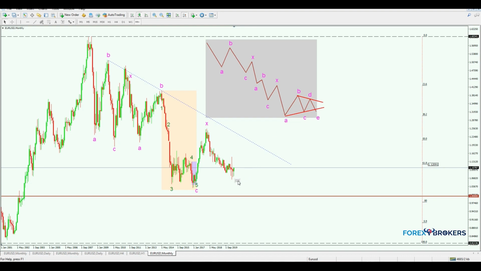Now the question here is, is this wave A over or not? That's a different question. What we do know at this point in time is that the market might form a triple combination, and any triple combination ends with a triangle. Hence, there is a bias for the market moving forward.